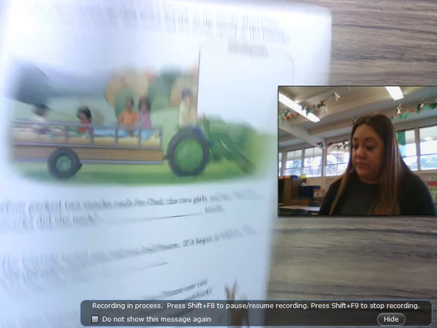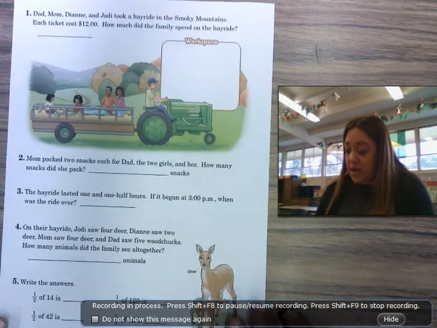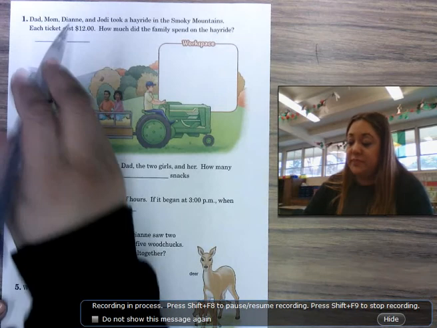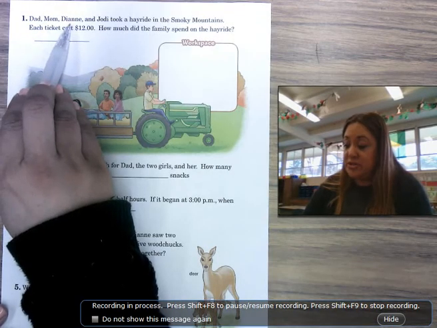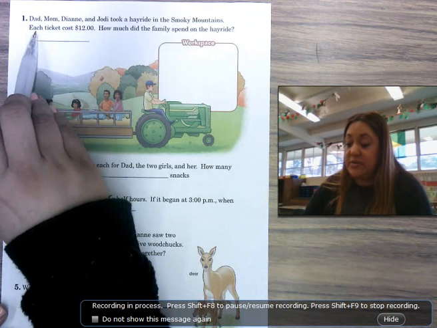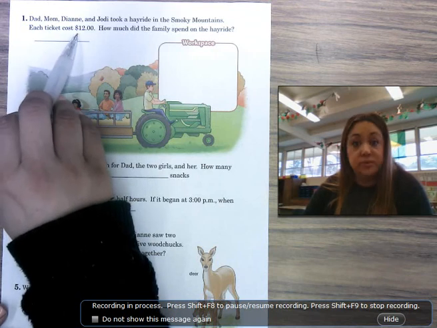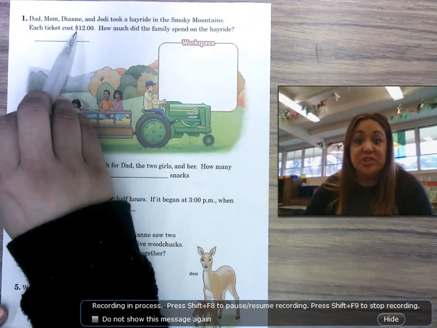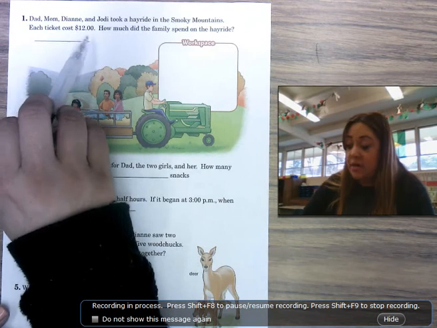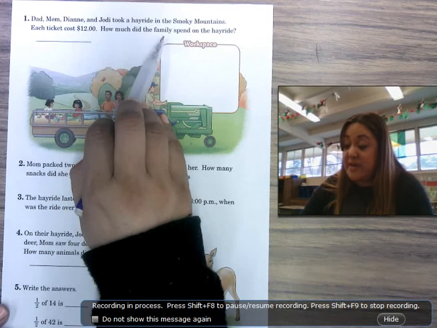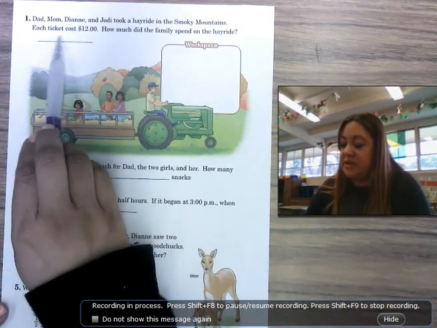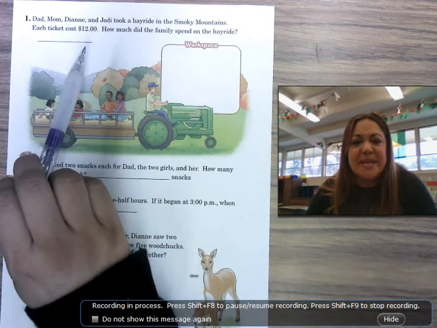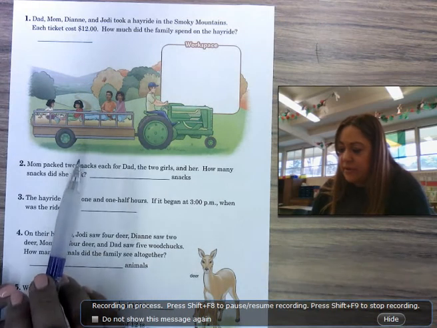Now, let's see here. Number 1. Dad, Mom, Diane, and Jody took a hayride in the Smoky Mountains. Each ticket cost $12. I hope you guys did your chores, because you're going to have to pay your ticket, Mom said. How much did the family spend on the hayride? Okay, so each ticket cost $12. How much did the family spend on the hayride?